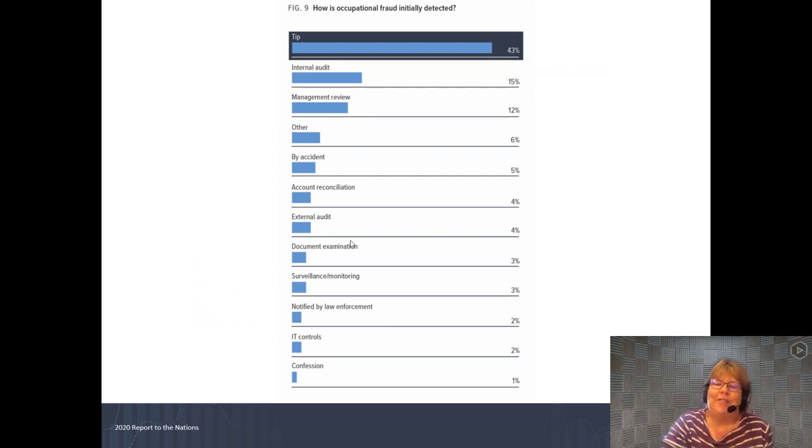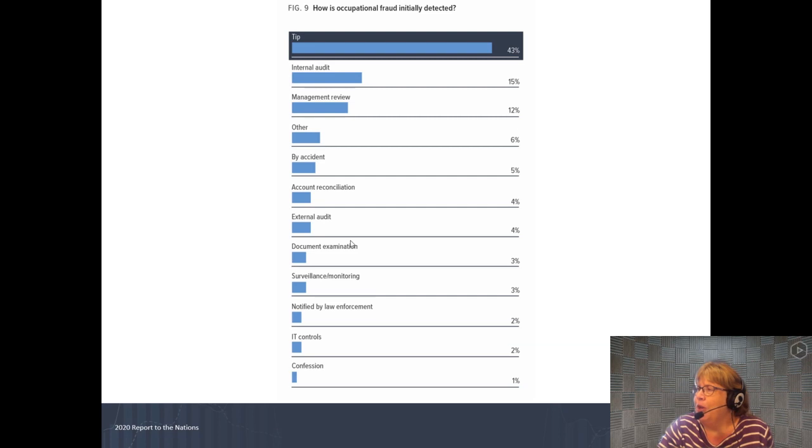I know we talked about this in our accounting information systems class, but what are the methods by which an occupational fraud is usually detected? Well, the number one is tip. So some type of tip that comes in, and that's at 41%. Our next highest is internal audit, and actually, this has moved up from some previous reports, at 15%.